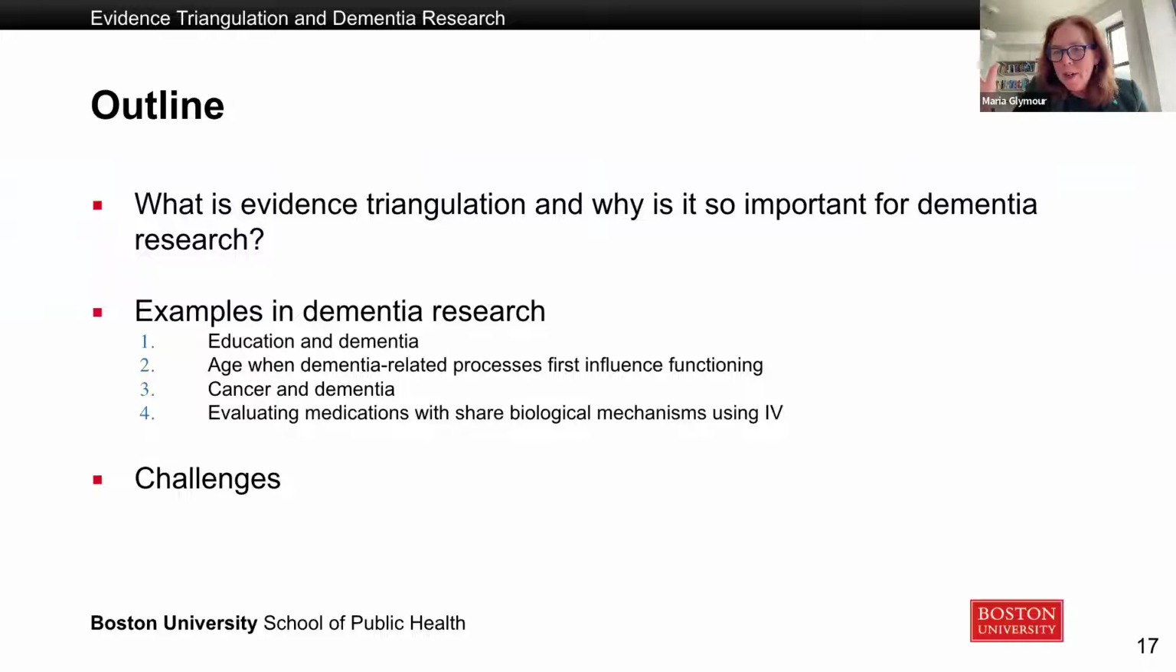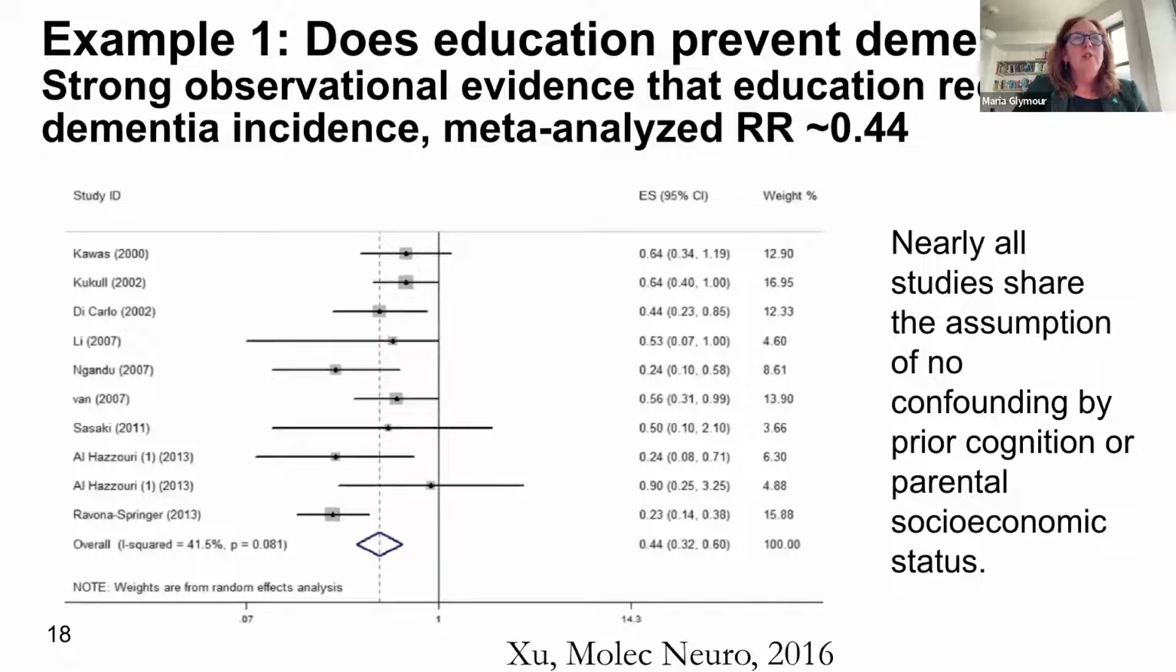All right, with that background, I'm going to talk about a few actual examples coming out of my group, the first of which is about education and dementia. And I think the education and dementia example is the closest to classic evidence triangulation. And then I'll talk about three other examples that are a little bit less traditional.